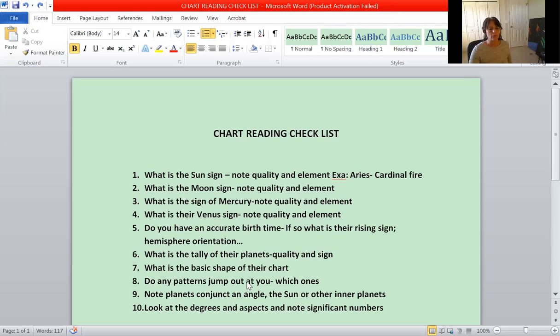Do any patterns jump out? Not only those that we just said, like the bowl, but I think we saw in Tom Brady's chart that he had a grand fire trine, and we're like, no, that makes sense. So that kind of jumped out. And then with Bill, we saw those groupings of planets conjunct each other. Remember, conjunctions, everybody else sees it, but him.